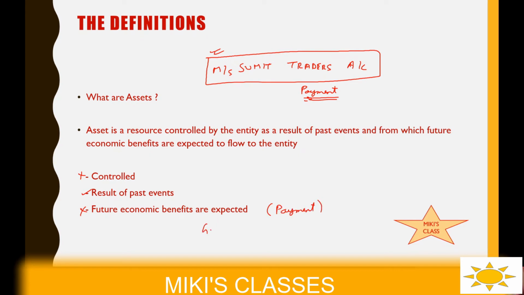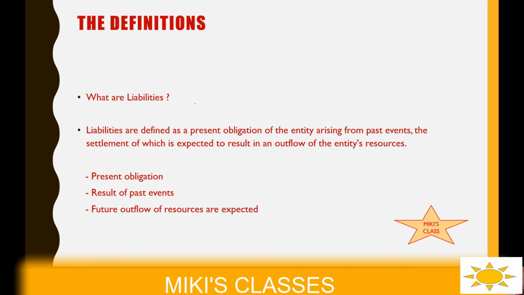We have already got our goods, right, from Sumit Traders. So nothing is expected in the future. Instead, we have to make a payment. There's an outflow which is going to happen. Correct? So this is also not correct. So Sumit Traders cannot be an asset. Is it a liability?